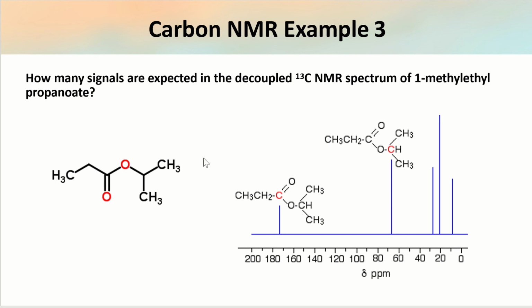All right, so let's see. 1, 2, 3, 4, 5. So we expect to see 5 signals. Again, our ester carbonyl would be in the 170 region, and a carbon that is attached to something electronegative is in the 60 to 70 ppm region. And then the others clearly would be shielded in comparison to those.